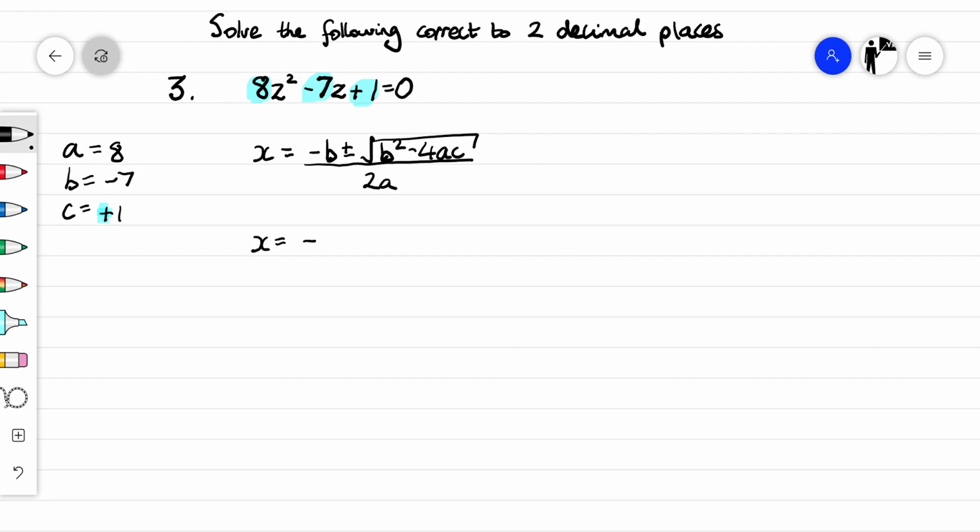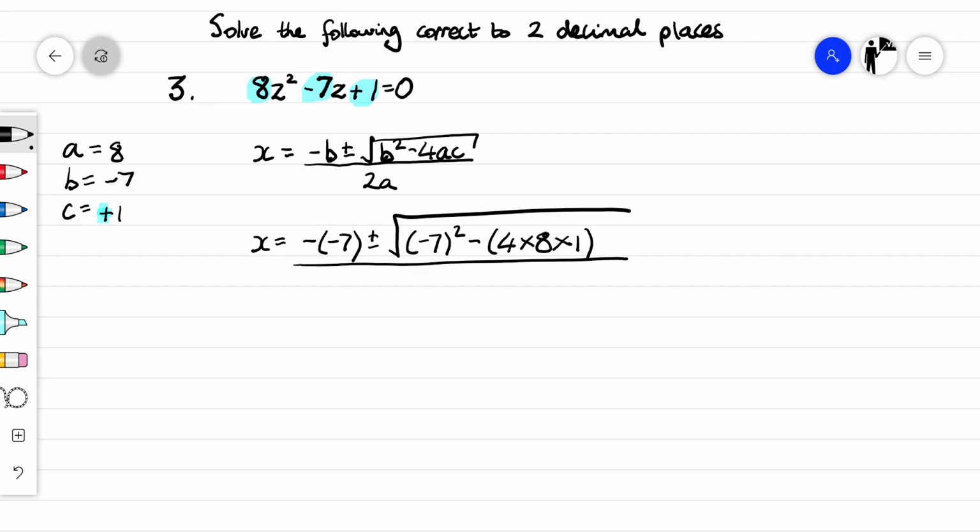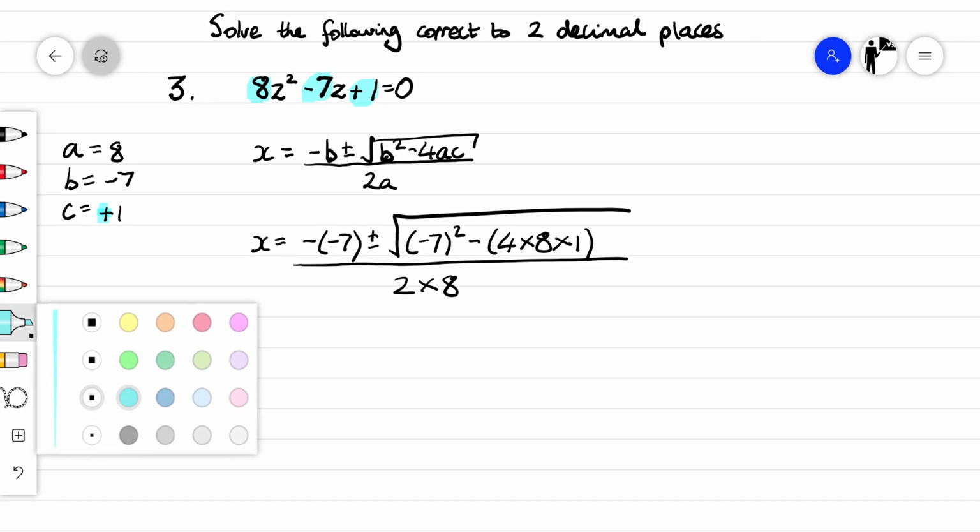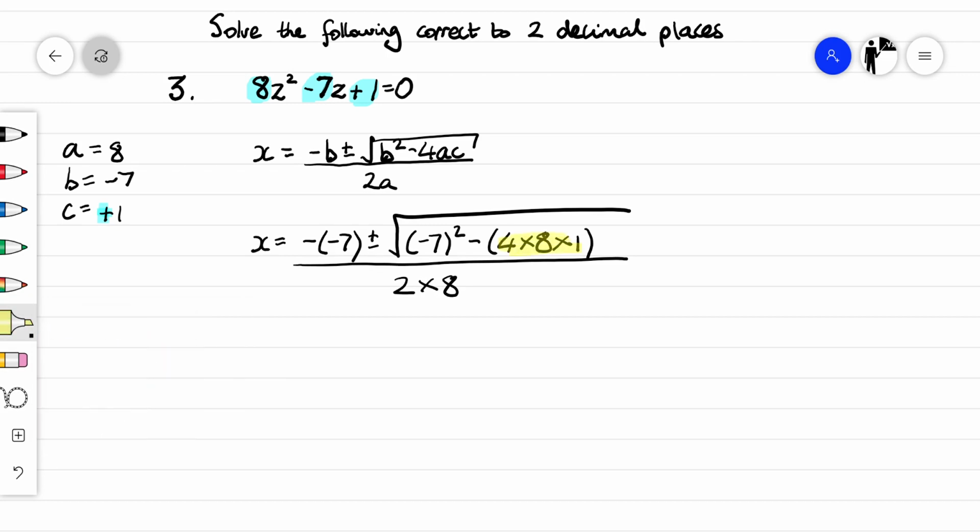So minus b is going to become minus 7, because b is minus 7, plus or minus the square root of b squared, that's going to become minus 7 squared, minus 4 times a times c, that's 4 times 8 times 1, and that's all over 2 times a, that's 2 times 8. One thing that's really important here is that the 4ac part, always put that inside a bracket, because there can be cases where you might get a math error if you don't, because the calculator struggles to deal with negatives.